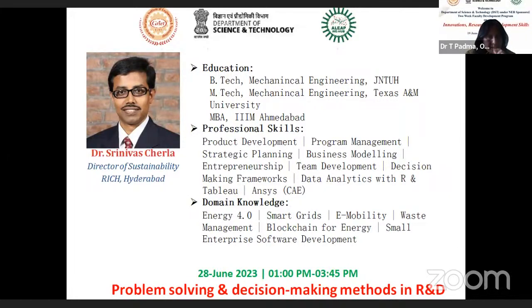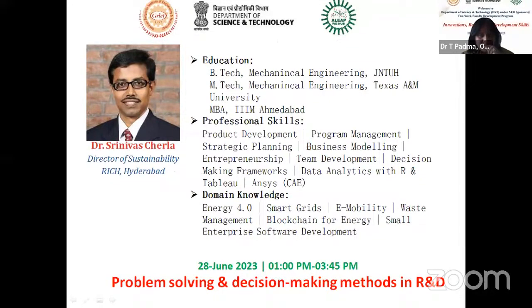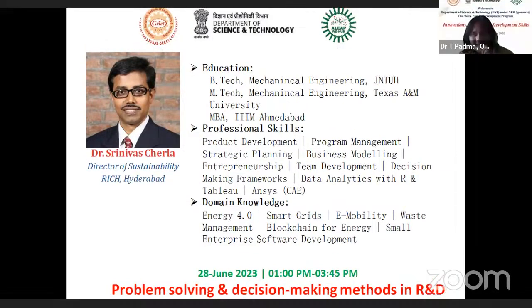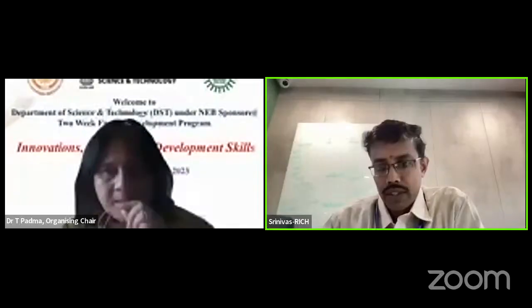Sir has professional skills in product development, program management, strategic planning, business modeling, entrepreneurship, team development, decision-making frameworks, data analytics with R and Tableau, ANSYS, as well as the domain knowledge of Energy 4.0, smart grids, e-mobility, waste management, blockchain for energy, small enterprise software development. Sir, all this data was collected from LinkedIn. If I am wrong, please correct me. Over to you, sir. You are done as a co-host, so you can share the screen, sir.